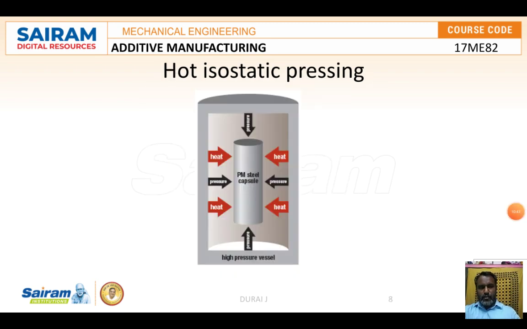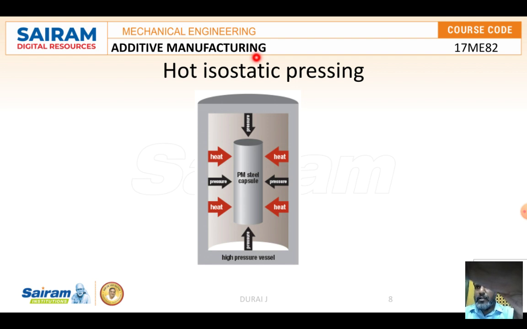Then comes the next one, hot isostatic pressing. In hot isostatic pressing, the compacting presses apply high temperature and pressure simultaneously to produce a dense component. The pressure is uniform in all directions. With high temperature, the container deforms plastically and the powder is compacted under pressure. No further sintering process is needed, because the combination of heat and pressure during the process does it.